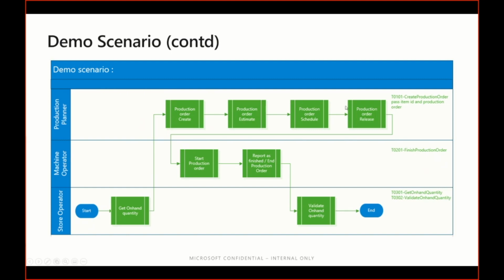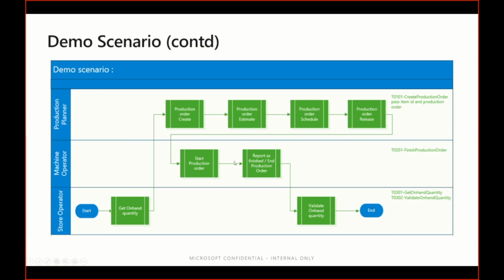And I know that if I now go through all the steps and do the report as finished, my on-hand quantity for this specific part should be increased by the good quantity that I have given in the report as finished. And that's what I'm going to validate. I'm just going to validate that my on-hand quantity has increased with the reported good quantity on the production order. And basically, if this last test is failing, then I know something went wrong in here, and I also know that this scenario is no longer valid.